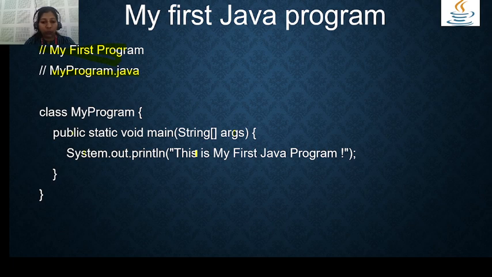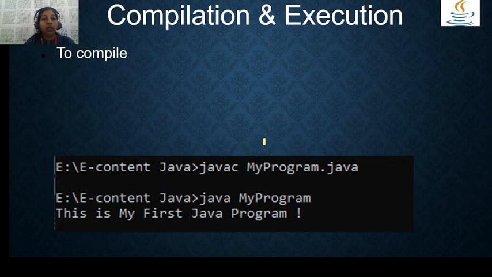So what will be the output of this program? It will print, this is my first Java program. Okay, once you save this program, you have to compile it. To compile, you have to give the command javac. Javac is the Java compiler. So javac, then the name of your program. Our program name is myprogram.java. It should be the same. It is case sensitive. So it should be the same as you have saved your program.